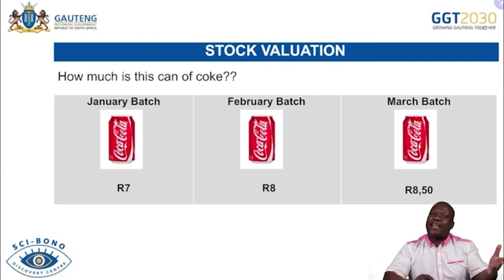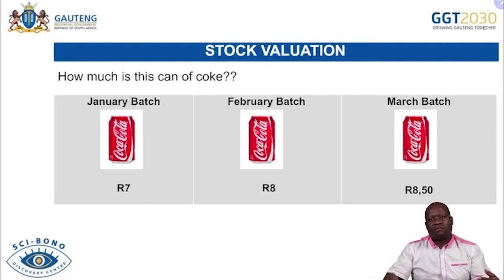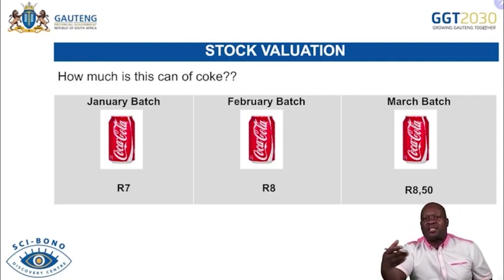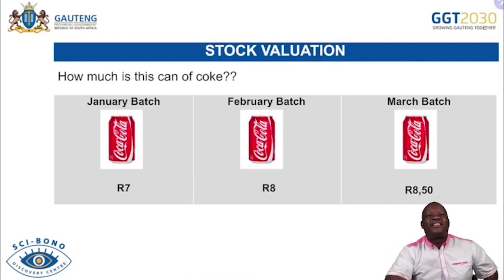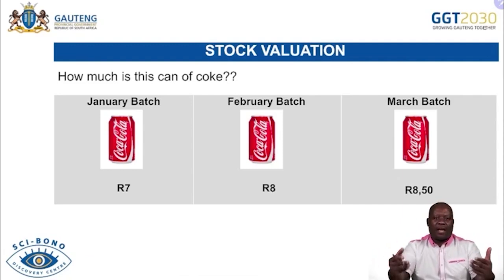Why can't we just add all these prices? And then we divide by the number of items that have been bought so that we find an average price per can. So when we did that, we found that the average was 8 rand 15. He said, yes. So it means on average, a can of Coke is 8 rand 15. So this can of Coke, it's 8 rand 15.